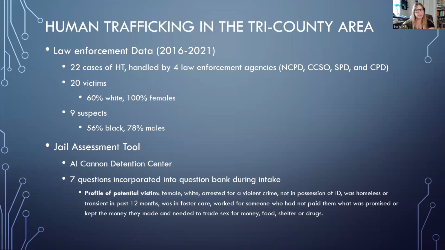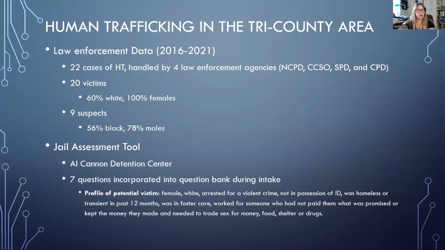Regarding the suspects, 44% were white, while 56% were Black. 78% were male, meaning 22% were female. And the majority of human trafficking suspects were apprehended by the North Charleston Police Department, followed closely by Charleston County Sheriff's Office.